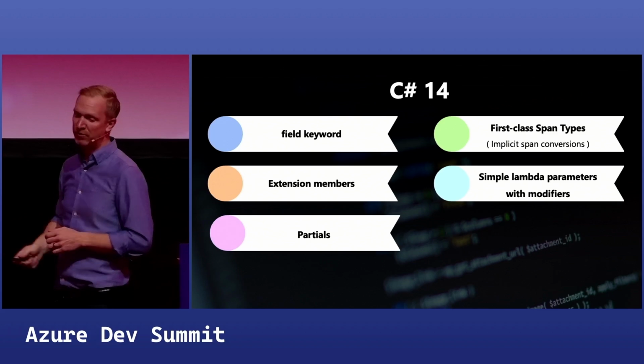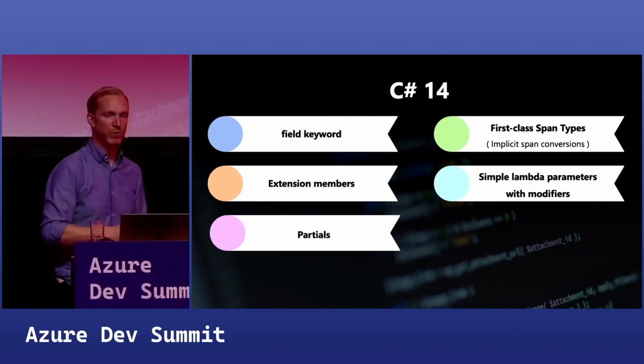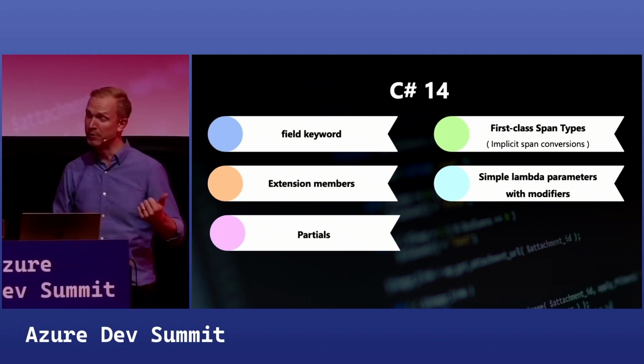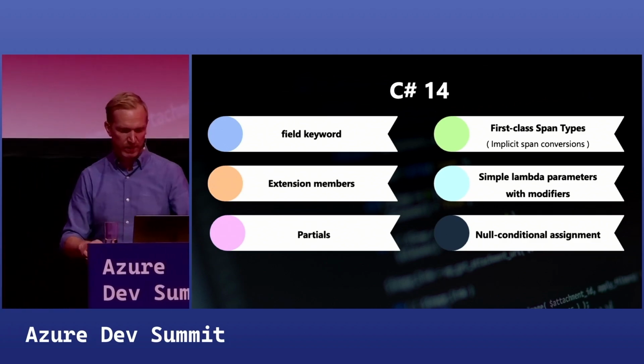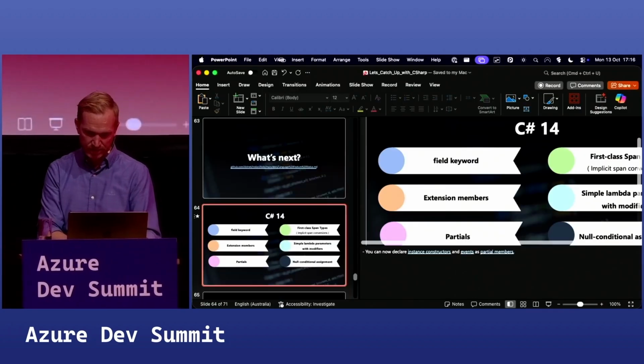We can use modifiers on lambdas. There's more partials. You can use partial constructors, events and partial members, and null conditional assignment. So let's see here.